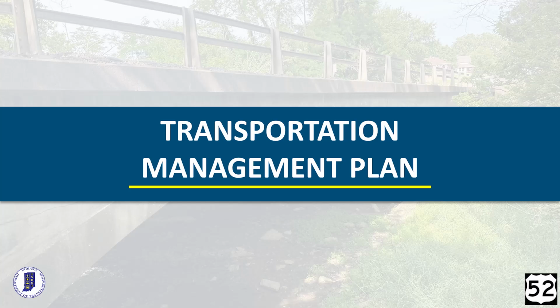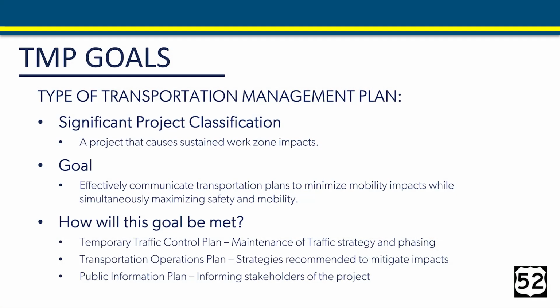Now let's talk about the Transportation Management Plan, or TMP for short. The goal of the TMP is to clearly communicate project plans to stakeholders to minimize mobility impacts while maximizing both safety and traffic flow. How will we meet our goals? Through three main elements. First is a temporary traffic control plan. This is our maintenance of traffic strategy, which will be used during construction. We'll be going over the maintenance of traffic a little later.